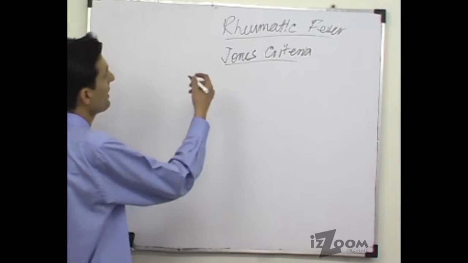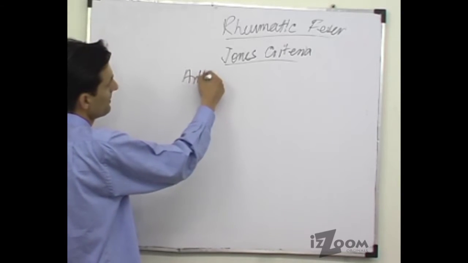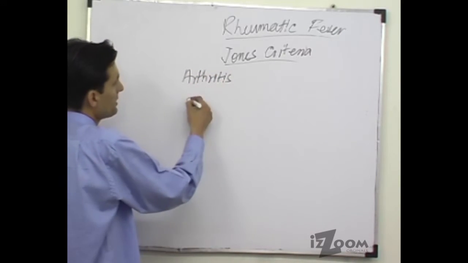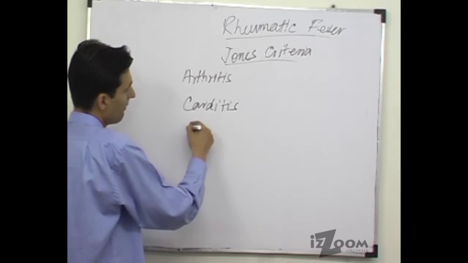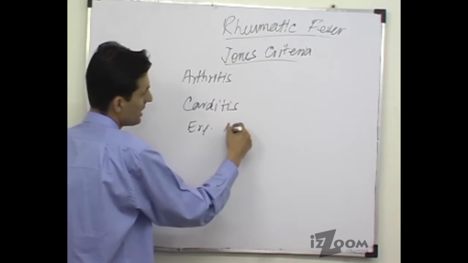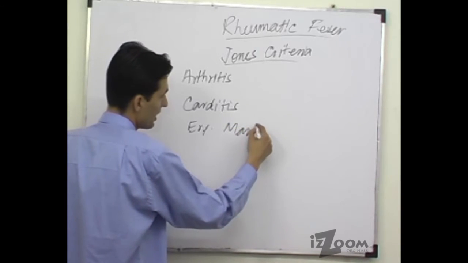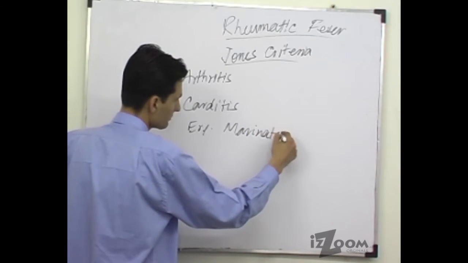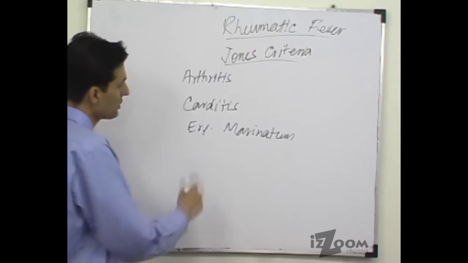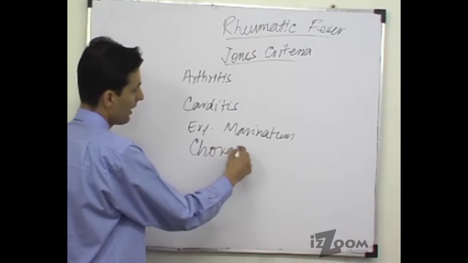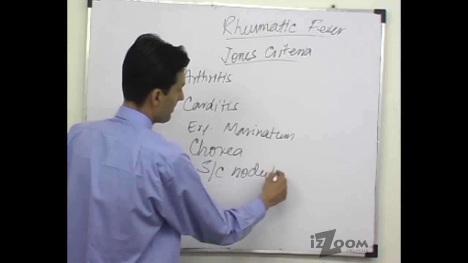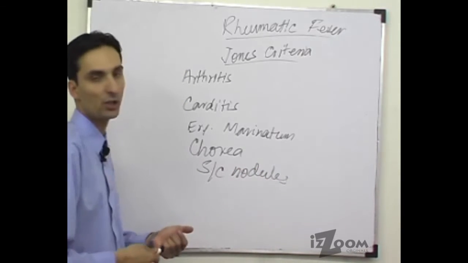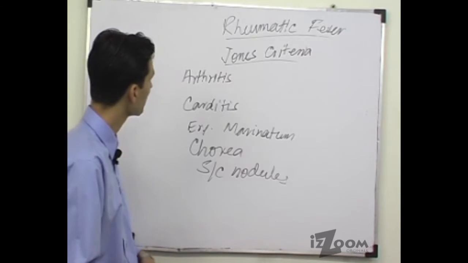The major criteria include arthritis, carditis, erythema marginatum, chorea, and subcutaneous nodules. These are the 5 major criteria for the diagnosis of rheumatic fever.